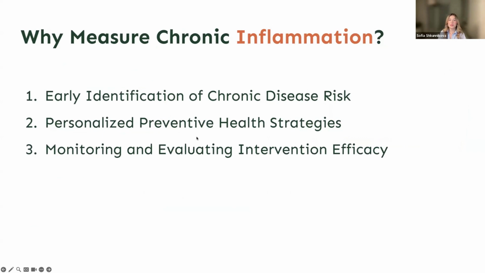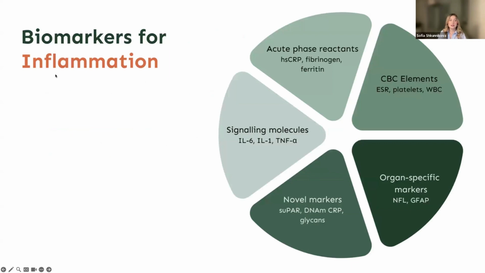So just to sum up this first part, why do we need to measure chronic inflammation? We need to measure it because we want to identify chronic disease risk early on. We also want to measure it to create personalized preventive health strategies for our patients. And we would also like to have a biomarker which will help us monitor and evaluate intervention efficacy. So let's now see what are the currently available biomarkers for inflammation.